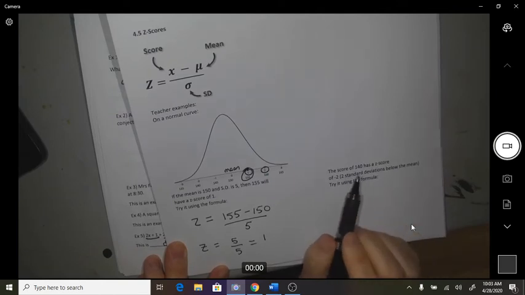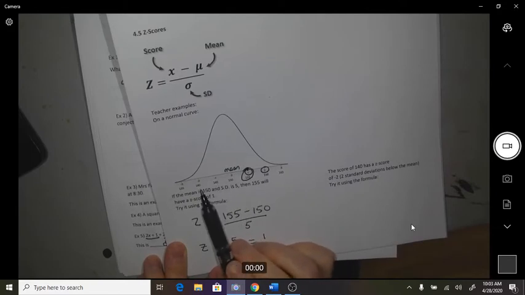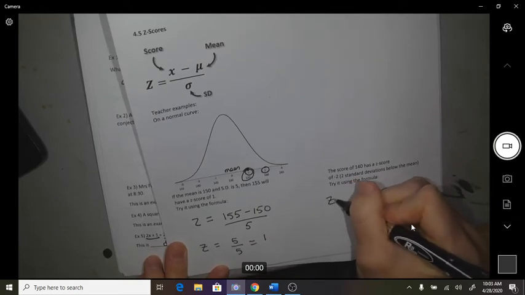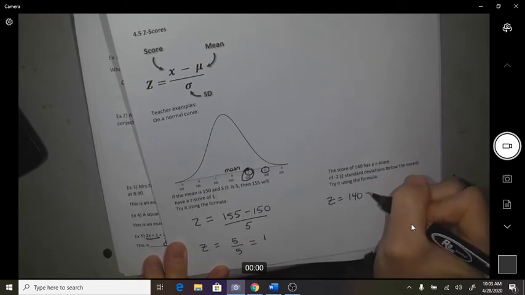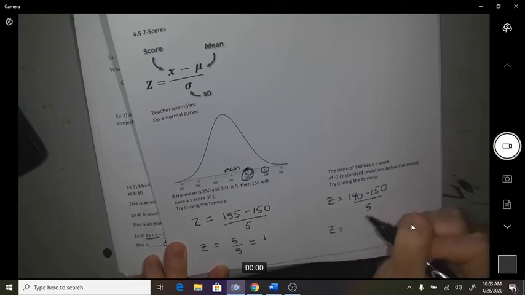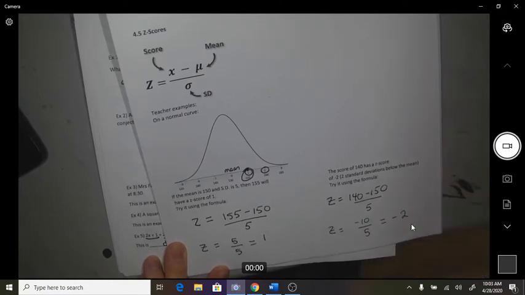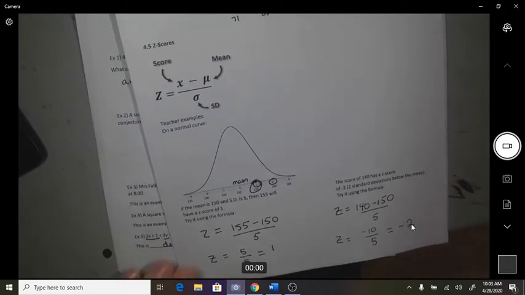Okay, so 140, you can see that it's right here. It should have a z-score of -2, so let's try it with the formula. The z-score equals 140, subtract the mean, divided by the standard deviation. So 140 subtract 150 is -10. If it gets divided by 5, it is a z-score of -2.